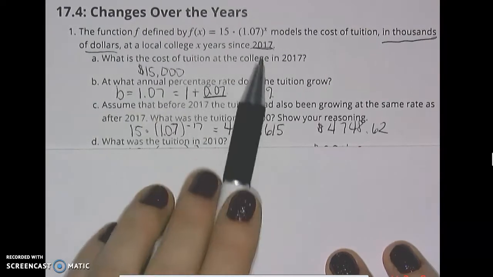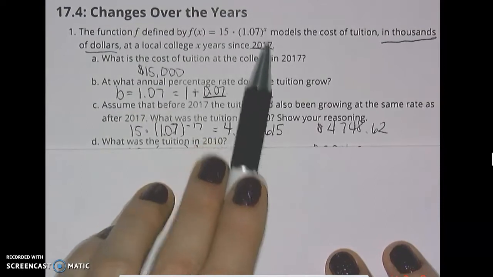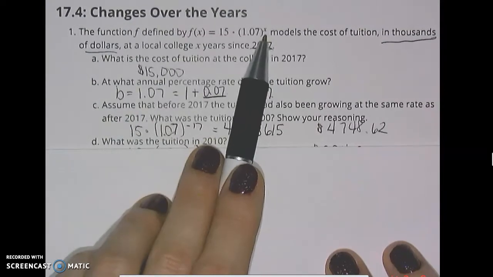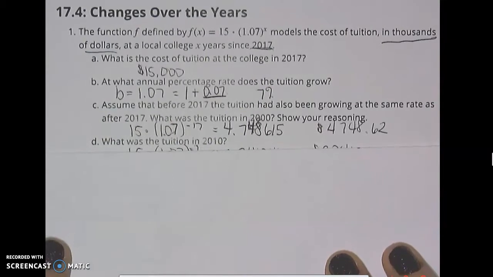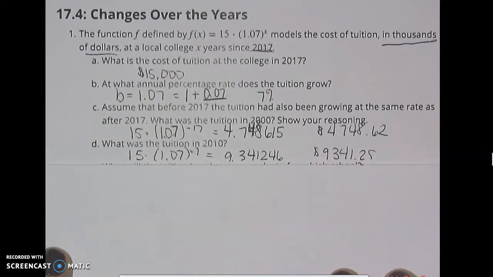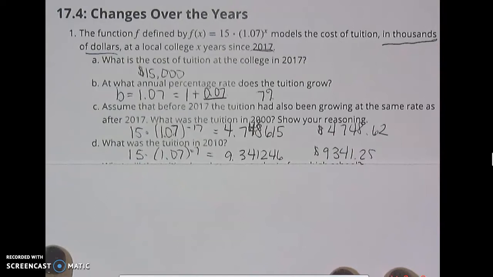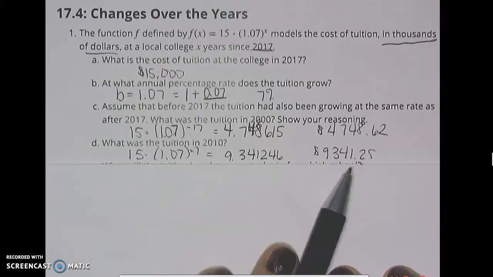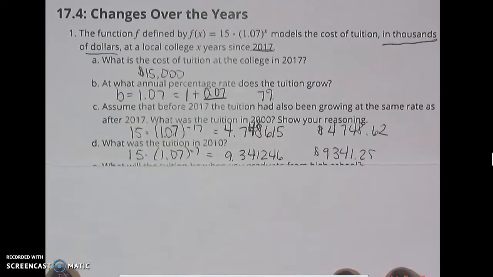Well, again, we're going back to that same starting value of 2017, so we need to go backwards in time 7 years. When we plug that in, we get $9,341.25. Again, you have to multiply it by 1,000 since it's in thousands.